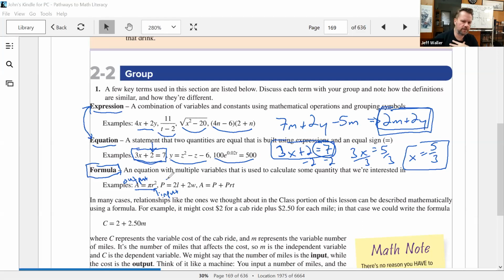Anybody know what this equation is for? Perimeter of a rectangle. Yeah, if I knew the length and the width. So here, how many inputs do I have in this formula? 2. Yeah, I've got 2 things I've got to put values in for, and then I'm able to figure out what value comes out. So perimeter would be the output, length and width would be the input.